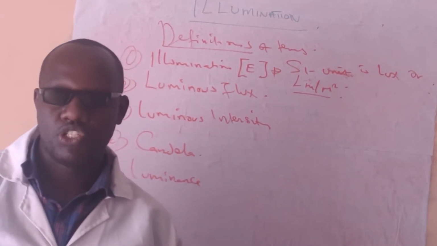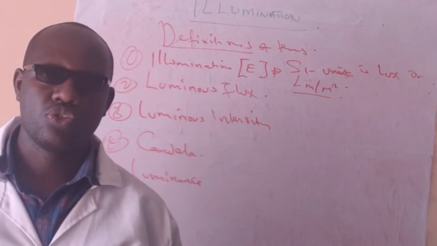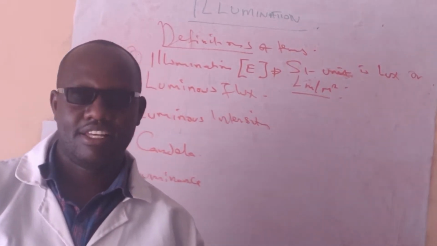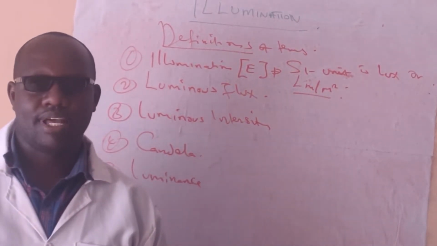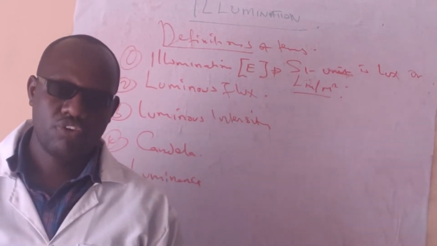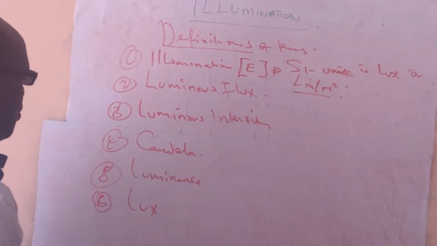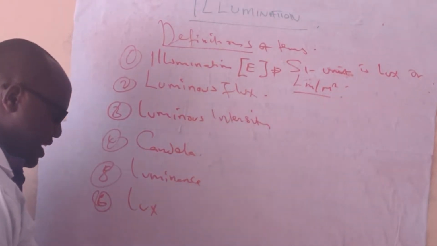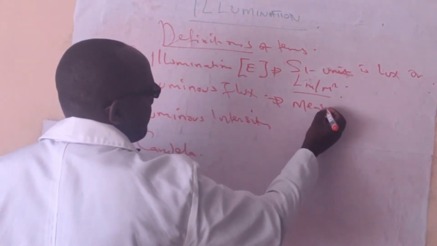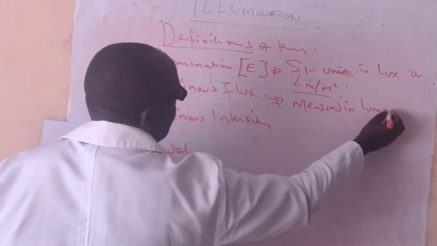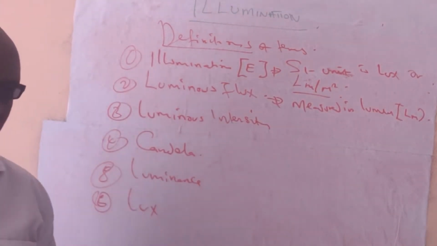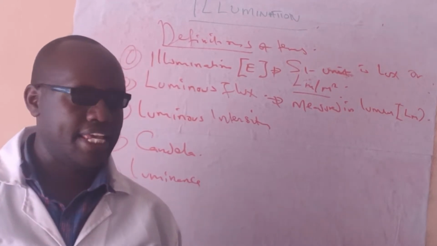Then we go to the luminous flux, which is defined as the measure of the flow of radiant energy evaluated according to its ability to produce the sensation of seeing. The SI unit of that is the lumen.